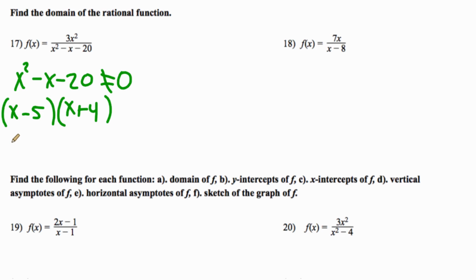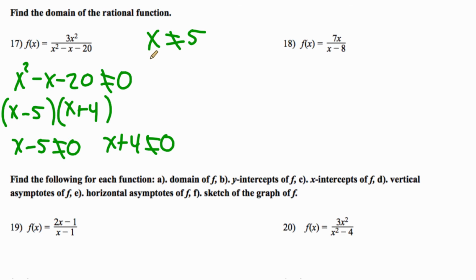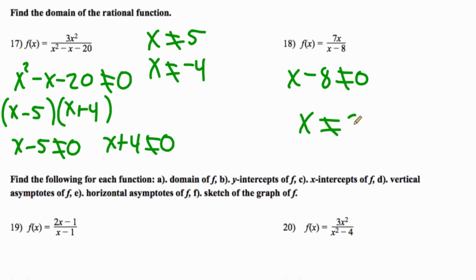Now normally we would take our factors and set them equal to 0, but we're not using an equal sign this time. We're using a not equal sign. So x minus 5 cannot equal 0, and x plus 4 cannot equal 0. Solving each one, for the first one we'd add the 5 over, so x cannot be 5. And the bottom one we would subtract the 4 over, so x cannot be negative 4. If we look at number 18, again, we're going to take the denominator and say it can't be 0, so x minus 8 is not equal to 0. Add the 8 over, and we get x cannot equal 8 as the domain for that one.